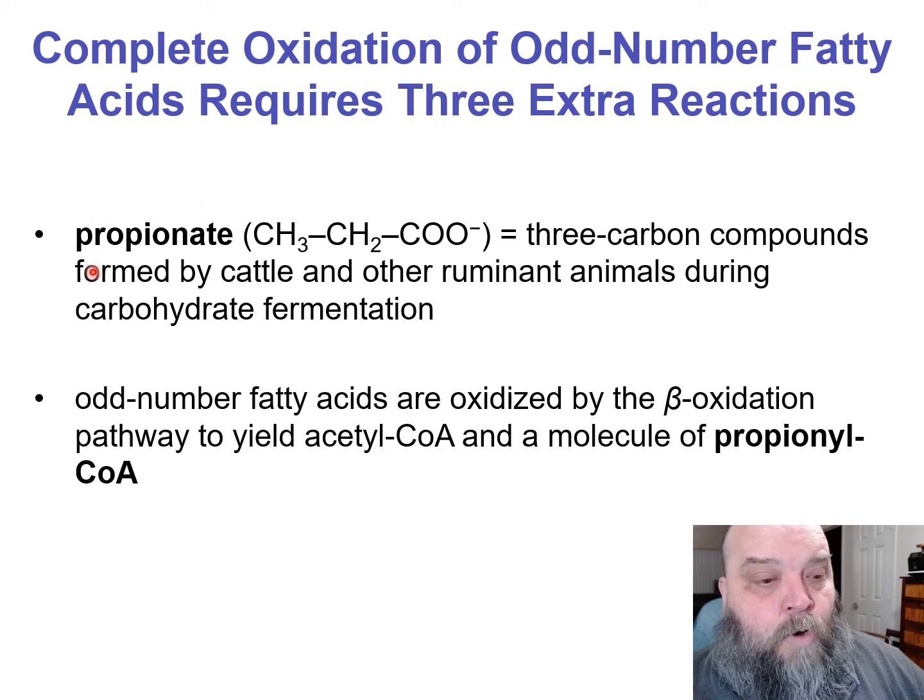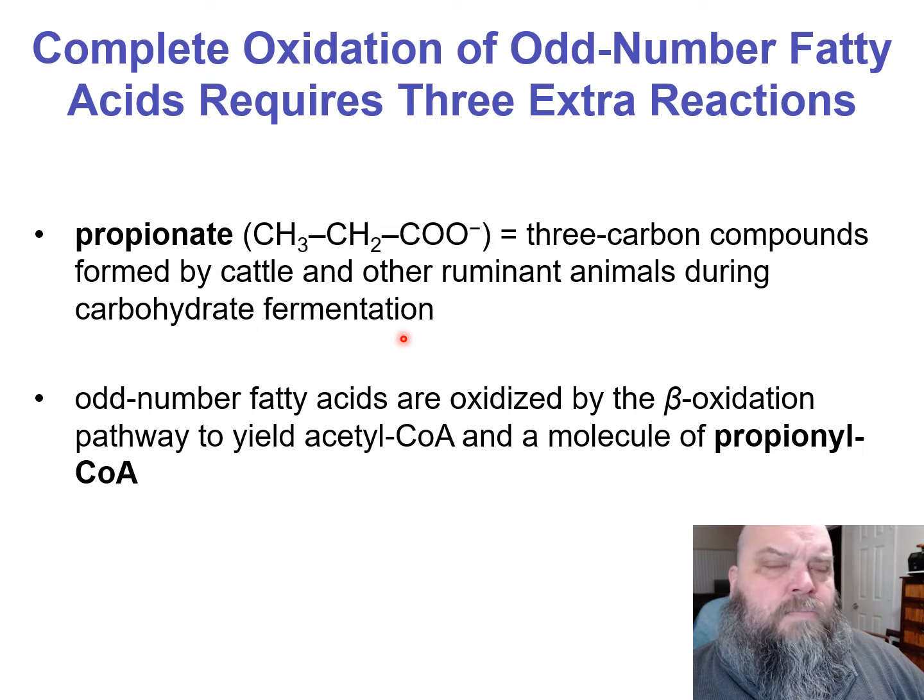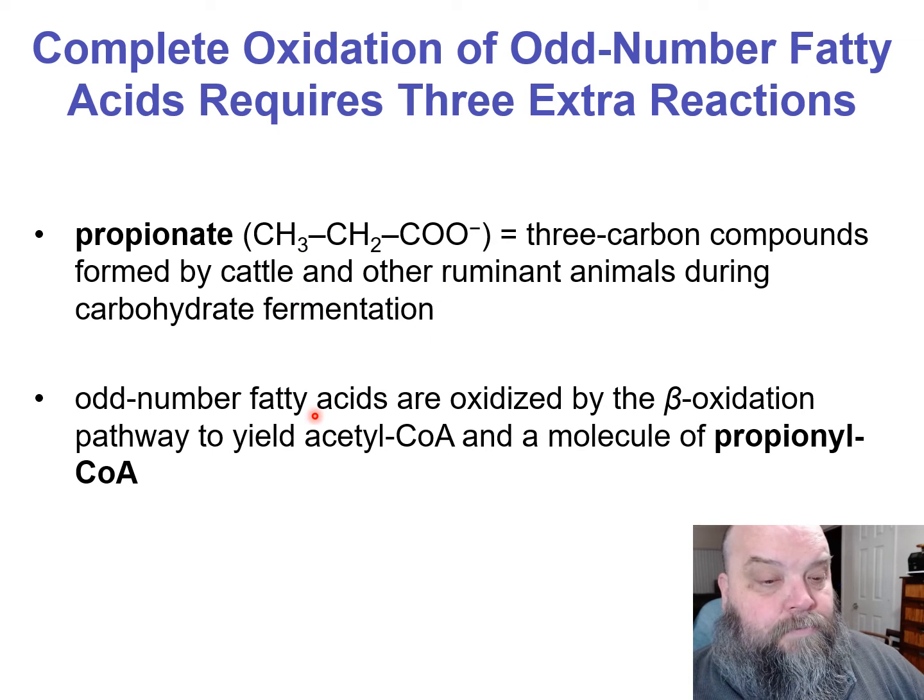This is referred to as propionate. CH2, CH3, CH2, carboxyl. This happens quite often. 3 carbon compounds are formed by cattle and other ruminant animals during carbohydrate fermentation. It's kind of interesting. So you get a fatty acid that gets cut, and you end up with a fermentation product, or something that resembles a fermentation product. Anyways, you end up with the final 3 carbons.